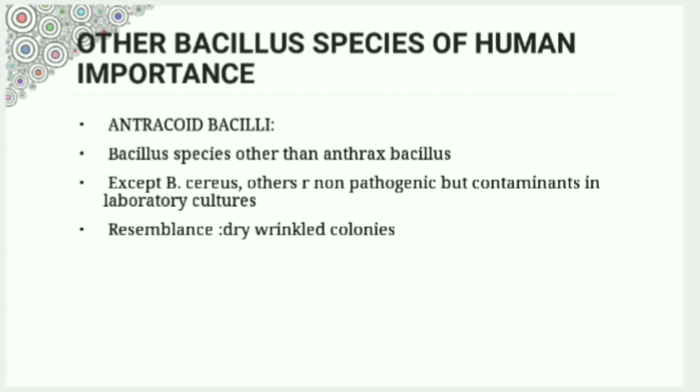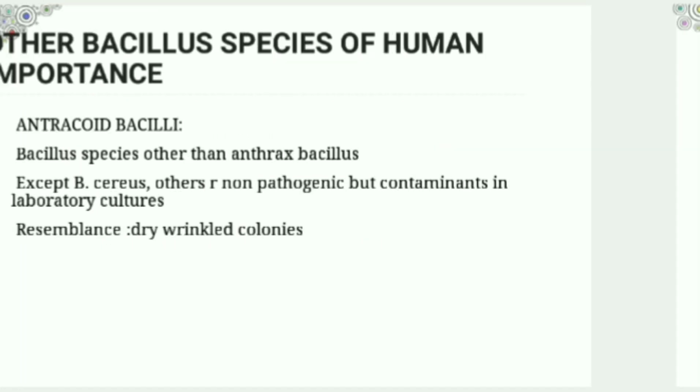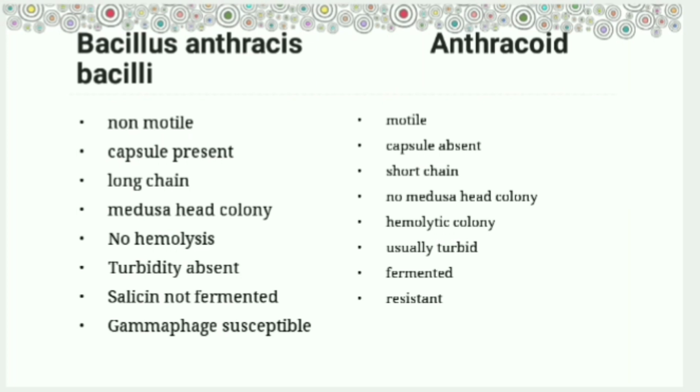Now let's see some differences between Anthracoid bacilli and Bacillus anthracis. It's a table showing the difference between these two. Try to remember some of the differences, like Bacillus anthracis is non-motile whereas Anthracoid bacilli are motile. Bacillus anthracis has a capsule whereas Anthracoid bacilli don't have any capsule. Bacillus anthracis is arranged as long chains whereas Anthracoid bacilli are arranged as short chains. And Bacillus anthracis produces the medusa head colony whereas Anthracoid bacilli show no medusa head colony on blood agar. Just remember a few differences between them.